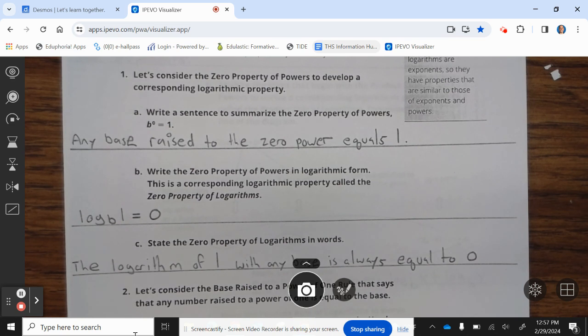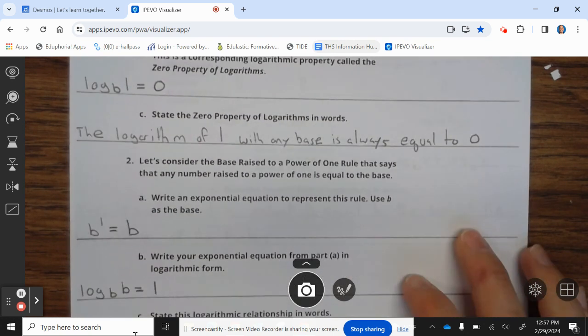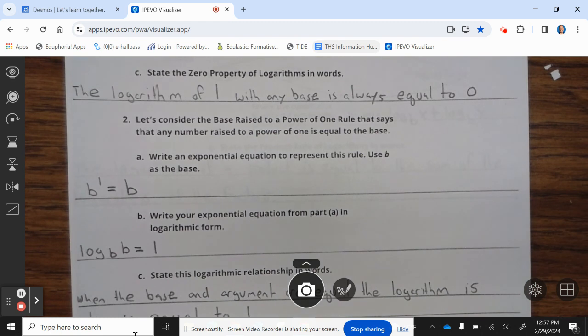B. Write the zero property of powers in logarithmic form. This is a corresponding logarithmic property called the zero property of logarithms. Log base b of 1 equals 0. C. State the zero property of logarithms in words. The logarithm of 1 with any base is always equal to 0.